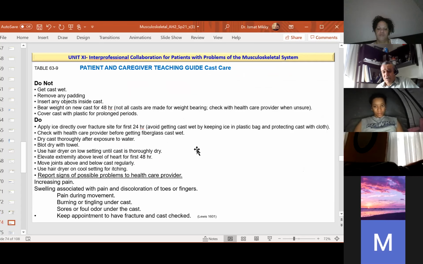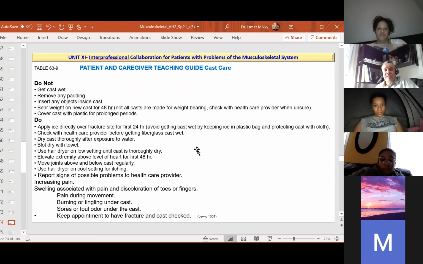I'm not going to read off the slide, but these are the most important tips, things that should be done or avoided during and post cast application. And it's very important that we digest these steps and know them, because we can prevent a lot of complications.